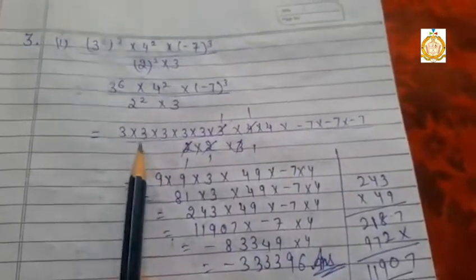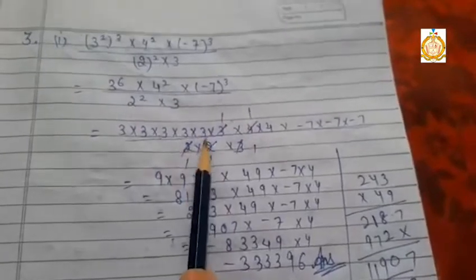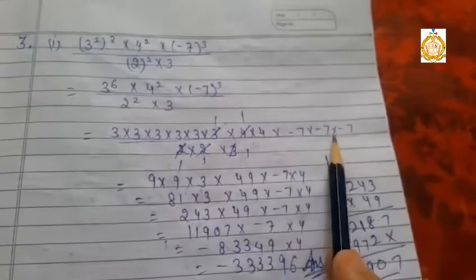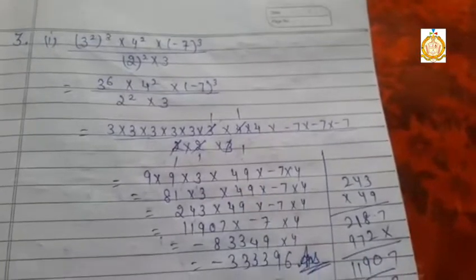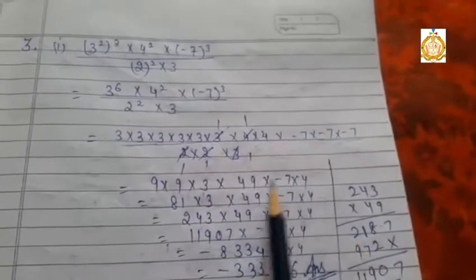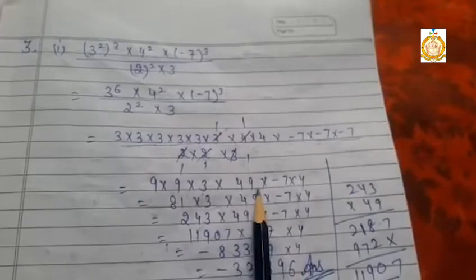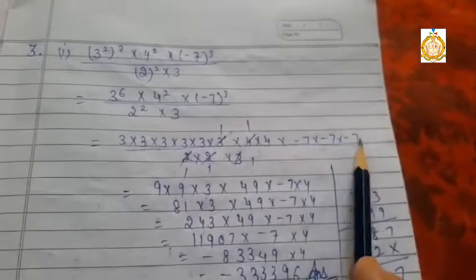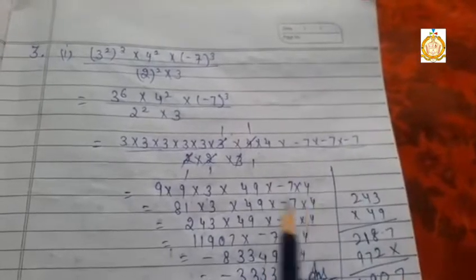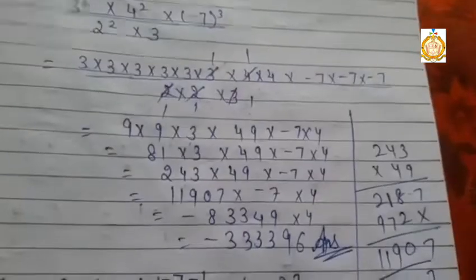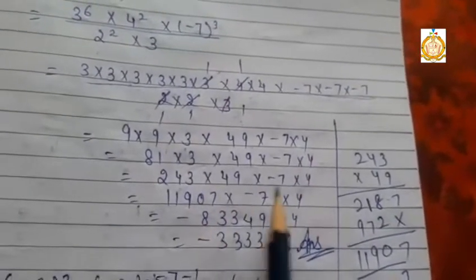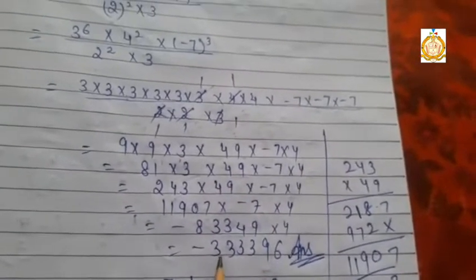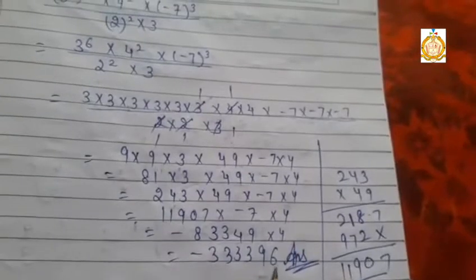3 into 3 is 9, 3 into 3 is 9, and 3 is written as such. Here 7 into 7 is 49, and minus into minus is plus, so here writing 49 with the plus symbol. Again here writing minus 7 and 4 as such. And after thoroughly multiplying these terms you will get the answer as minus 333396.